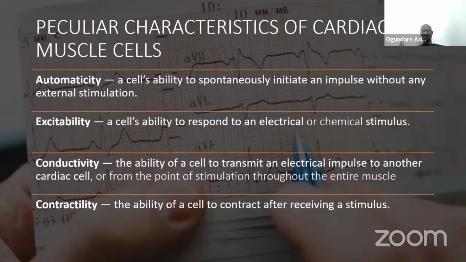And the last peculiar characteristic of this group of tissues is contractility. So as the name implies, they can contract following stimulation. They have the ability to contract after receiving a stimulus. Automaticity, excitability, conductivity, and contractility. I hope that is simple enough. You're going to be understanding the implications of all these characteristics as we move on in the training. So it's just providing a background understanding for you.